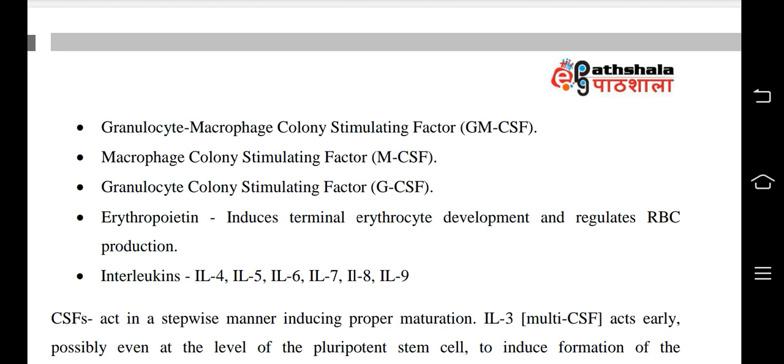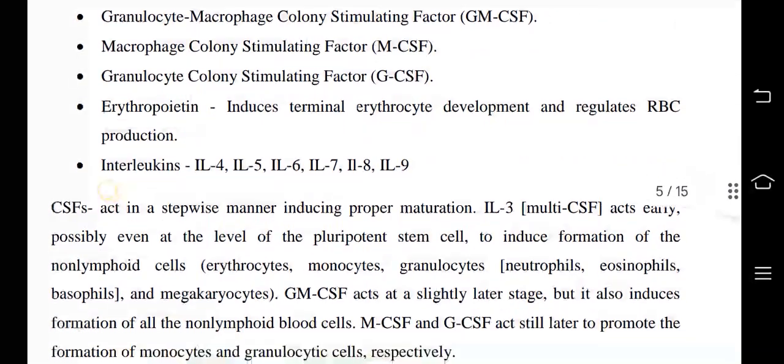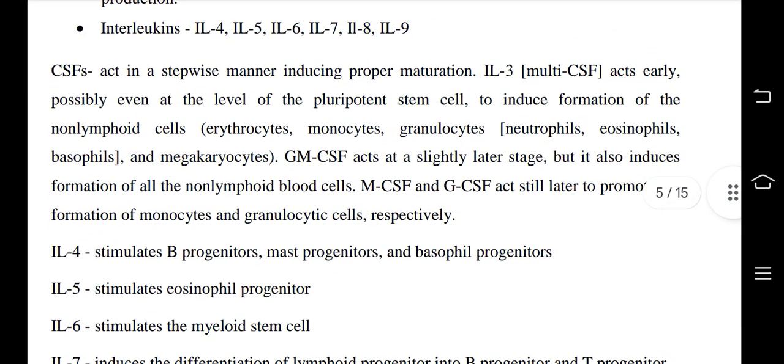Interleukins IL-4, IL-5, IL-6, IL-7, IL-8 and IL-9. CSFs act in a stepwise manner inducing proper maturation. IL-3, multi-CSF, acts early, possibly even at the level of the pluripotent stem cell, to induce formation of the non-lymphoid organ cells, erythrocytes.